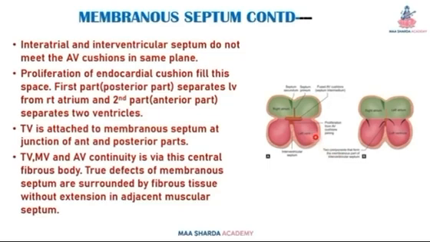Interatrial and interventricular septum do not meet the AV cushion in same plane. Proliferation of endocardial cushions fill this space. First part, that is posterior part, separates left ventricle from right atrium, and second, that is anterior part, separates two ventricles. Tricuspid valve is attached to membranous septum at the junction of both parts. Tricuspid, mitral valve and aortic valve continuity is via this central fibrous body. Two defective membranous septum are surrounded by fibrous tissue without extension in adjacent muscular septum.